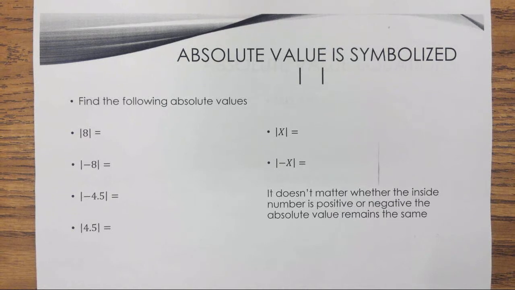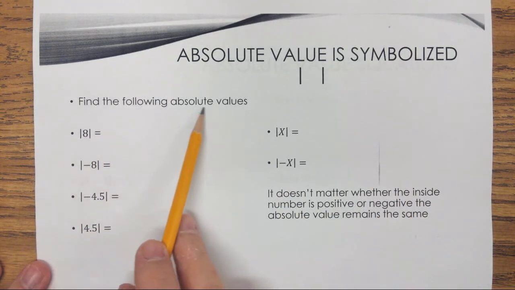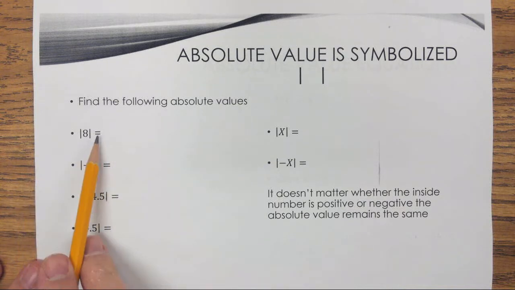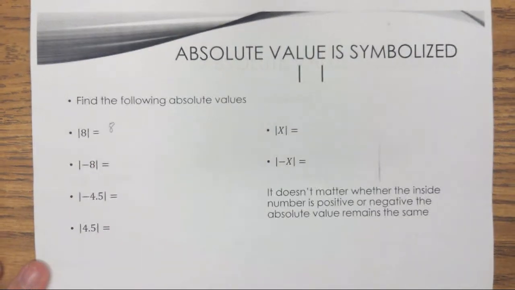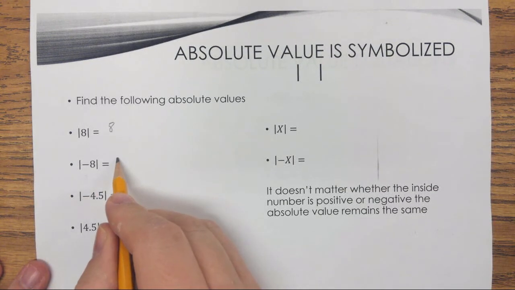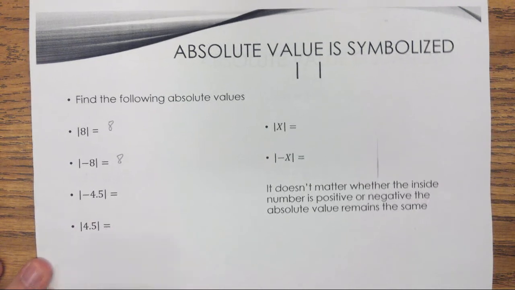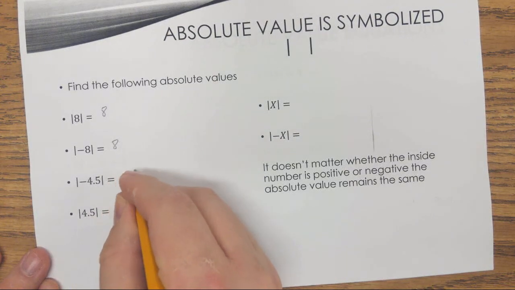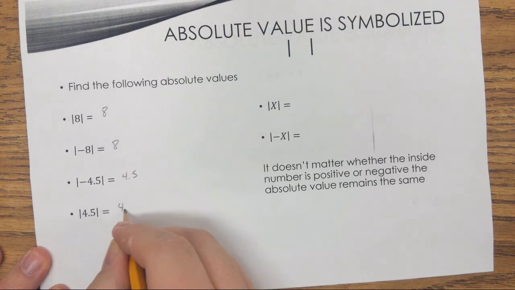Alright. So let's think about this for a minute. Find the following absolute values. What's the absolute value of 8? That is correct, it is 8. What's the absolute value of -8? Well, how far is -8 away from 0? It's 8 away, so it's 8. What's the absolute value of -4.5? That is correct, it is 4.5. Absolute value of 4.5 is still 4.5.